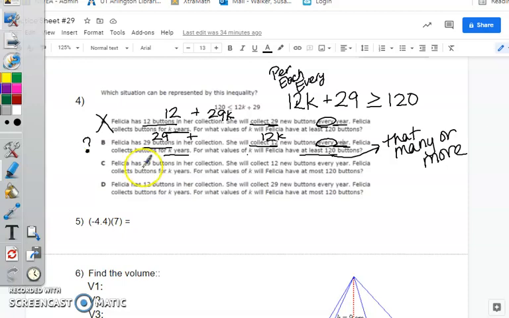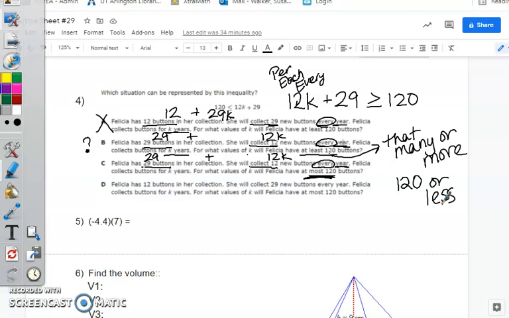Felicia has 29 buttons in her collection. She will collect 12 new buttons every year. Ooh, this looks almost exactly the same, okay? So I'm saying 29 buttons, collecting 12 new buttons every year. Felicia collects buttons for K years. For what values of K will Felicia have at most 120? At most means it can be 120 or less, okay? Your problem needs to be 120 or less.